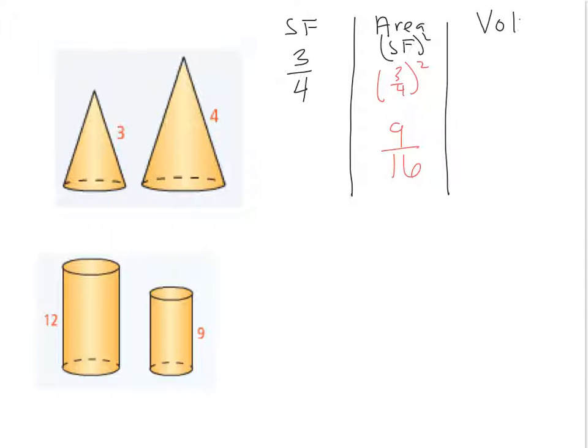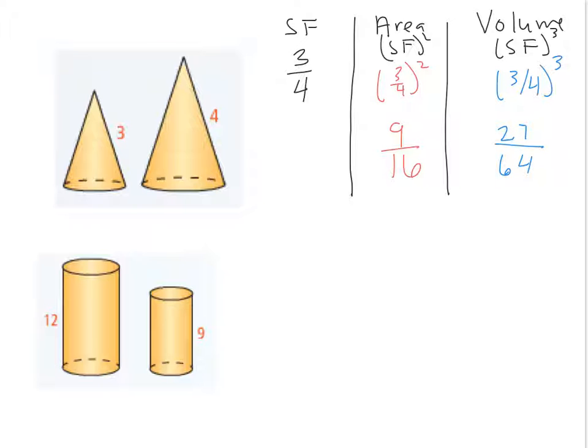Now when you're talking about volume, volume is always going to be like your scale factor, but volume units are always cubed because it's 3-dimensional. So in this case, we take our scale factor 3/4, again that's like a perimeter, and cube it. So 3 cubed would be 27, and 4 cubed is 64.